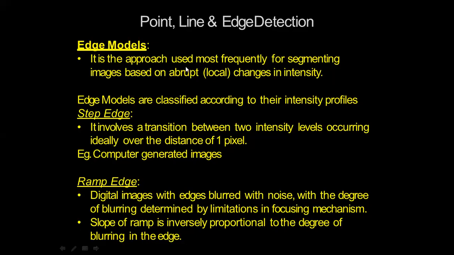Step edges involve the transition between two intensity levels occurring ideally over the distance of 1 pixel. So it's a computer generated image. Then we have the ramp edge, that is a digital image with the edge blurred, with a degree of blurring determined by the limitations of its focusing mechanism. The slope of the ramp is inversely proportional to the degree of blurring.